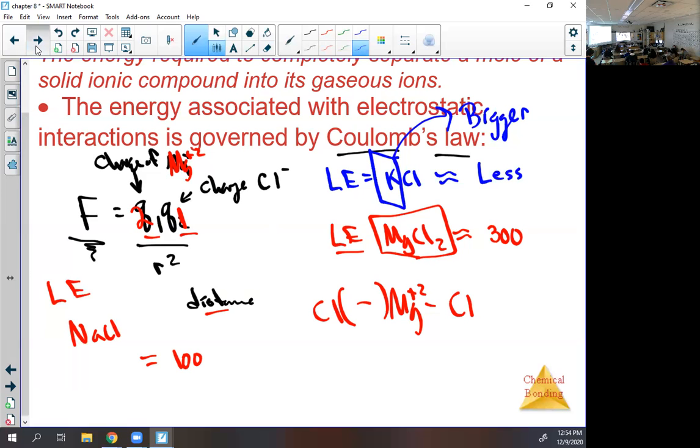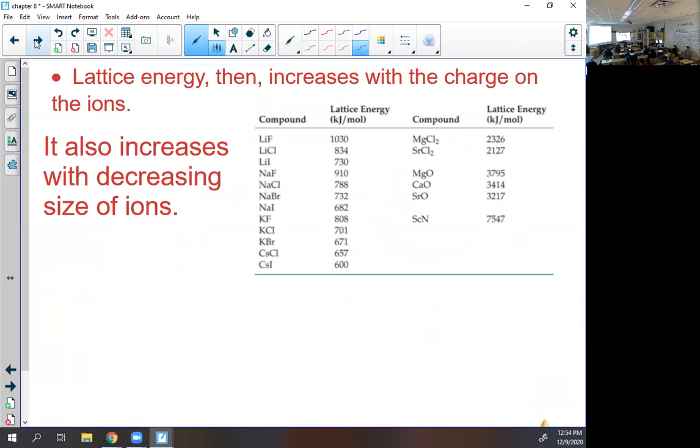Okay, so if you look, here are some typical numbers. Lattice energy increases with the charge on the ions. So you'll see 1 and 1 versus 2 and 1. We went from 1030 to 2326. And it also increases with decreasing size of ions. So you'll notice cesium's really big, iodine's really big, so this energy is really small. This is an important thing.